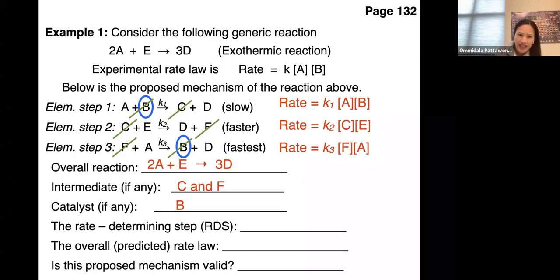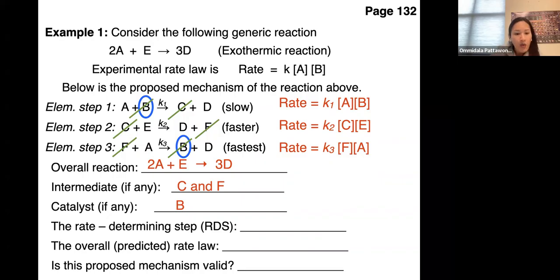Note that a catalyst is not generated. You actually add it first, whereas an intermediate has to be produced first before it is used up. So those are different definitions.